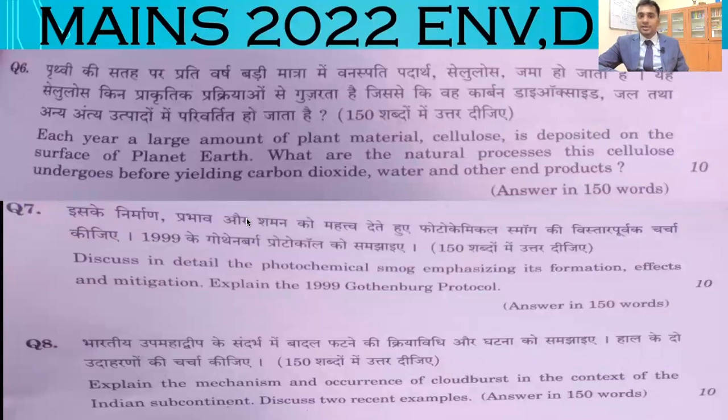6th question: each year a large amount of plant material, cellulose, is deposited on the surface of the planet Earth. What are the natural processes this cellulose undergoes before yielding carbon dioxide, water and other products? Now this is asking about cell degradation after death, how biodegradation is happening and how these organisms are getting converted in the degradation process to carbon dioxide or methane, the end product you are going to get.